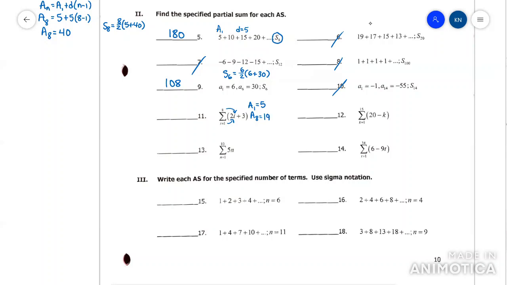Once you know that first term and your last term, you can use the second equation. And you can run through it pretty quickly. So 8 over 2 times 24 is 96. So that's how you're going to do these as well. Go get your first term, your last term, and then use the second equation.